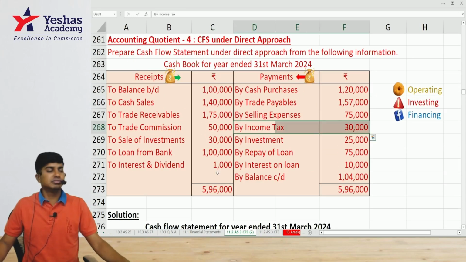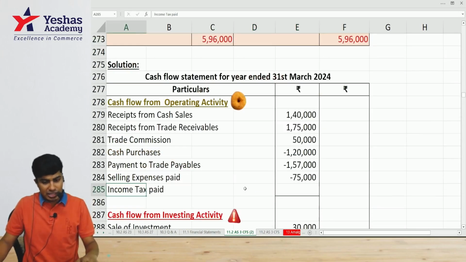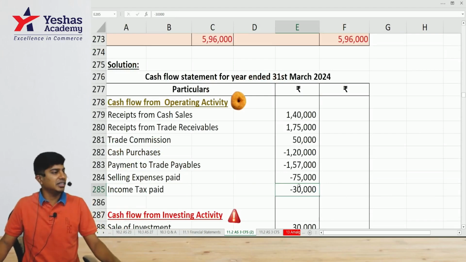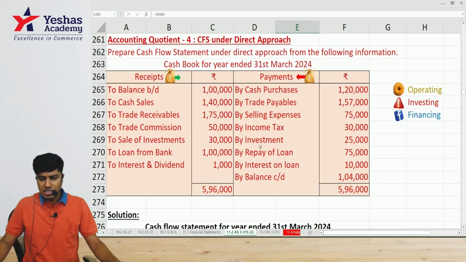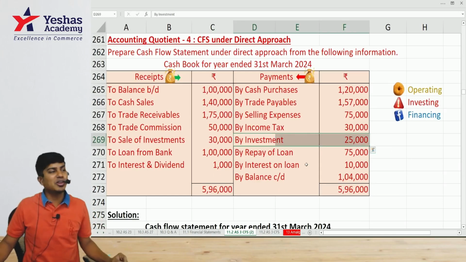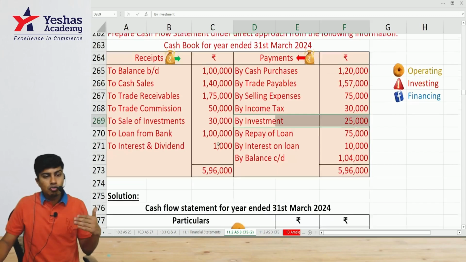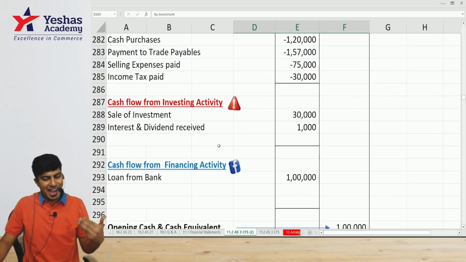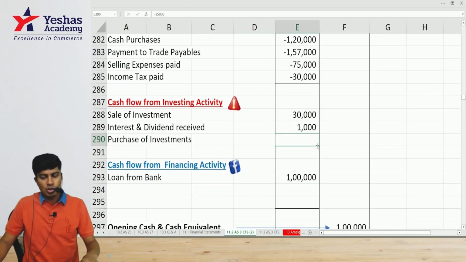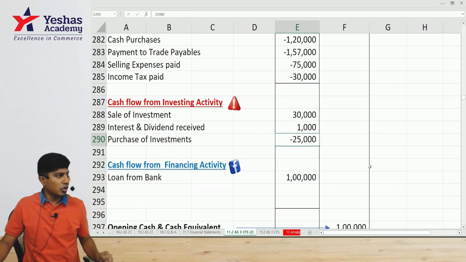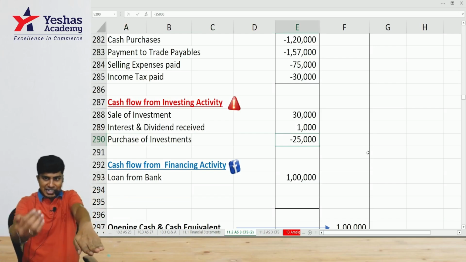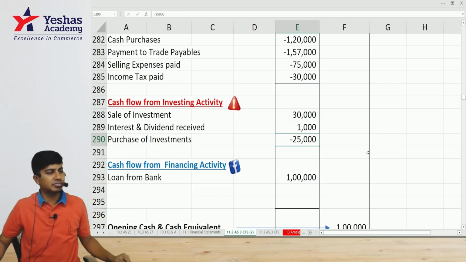Done. What's after selling expense? Income tax paid 30,000. What is this? Operating activity, minus 30. Everyone got this? What's after this? Investment 25. You have purchased investments by making payment of 25. Investing, outflow, inflow. Sir, but investment is purchased. Yeah, that's the reason it is cash outflow. Decrease in cash as an asset is leading to increase in investment as an asset.